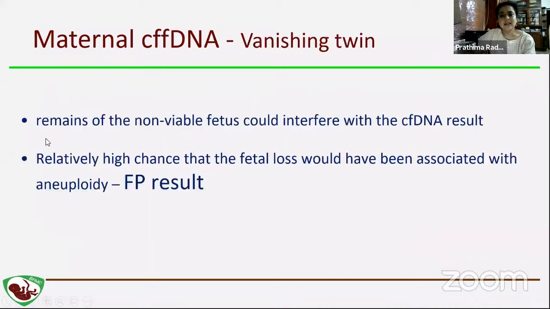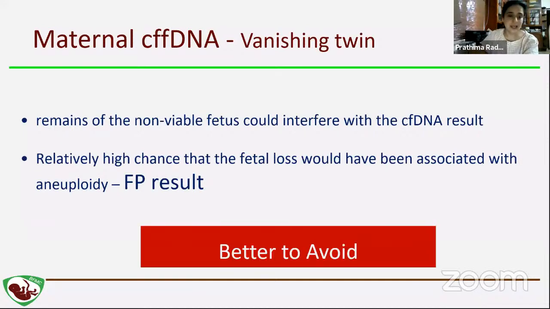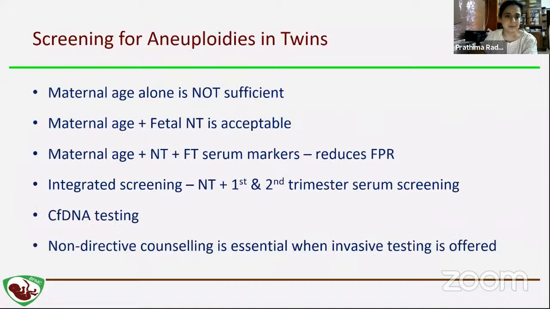So in case of vanishing twin, now we know one of the most important causes of vanishing twin or abortion or miscarriage, early pregnancy miscarriages, is chromosomal abnormality. And therefore, in these situations, if you do cell-free DNA, there is a high probability of getting a false positive, which could have been due to the affected other baby. And in these situations also, it is better to avoid an NIPT test.